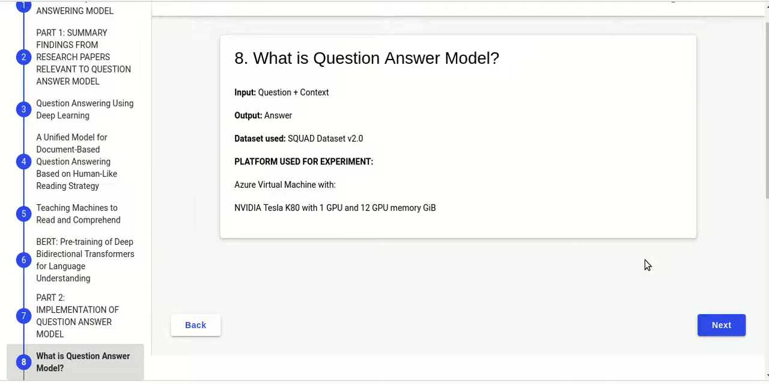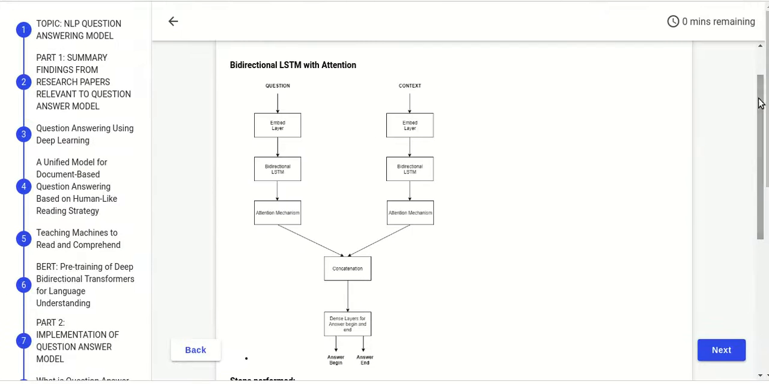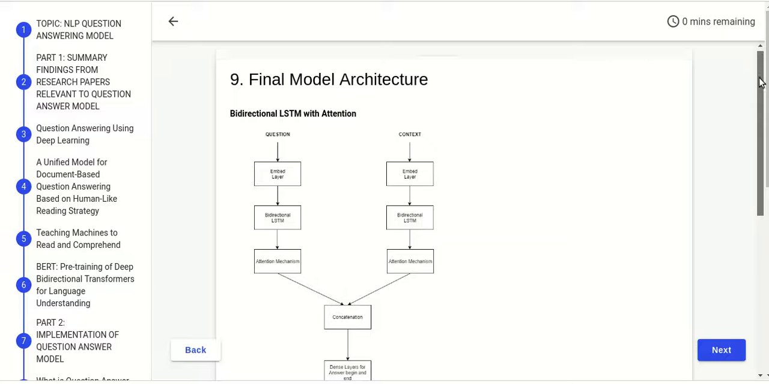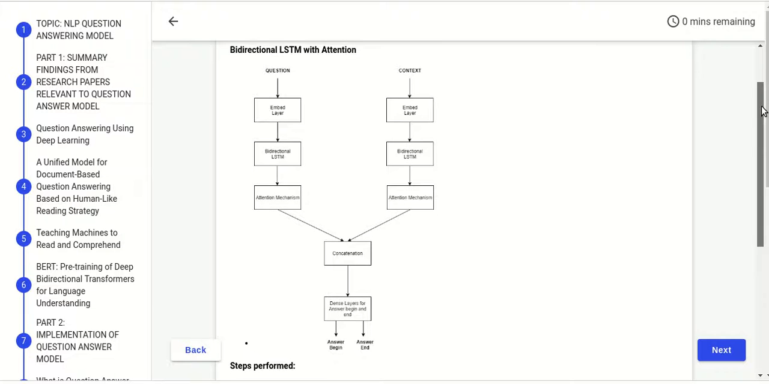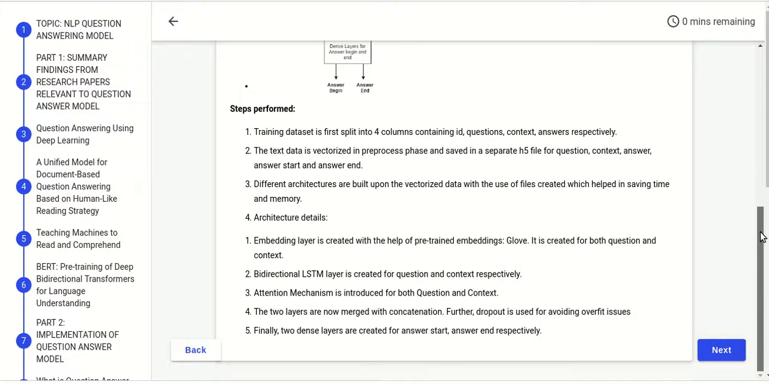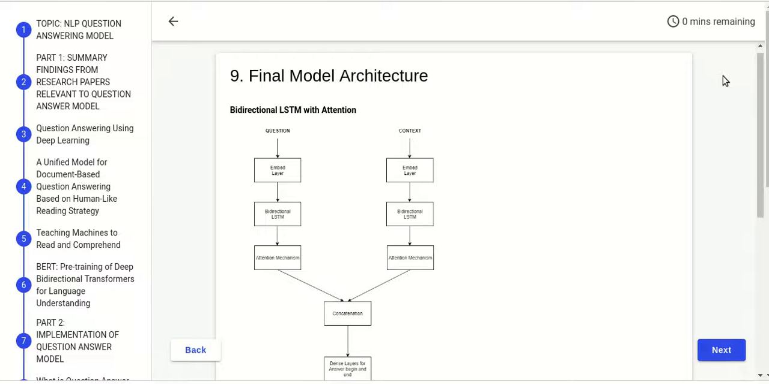So the dataset that we used for this experiment was the Squad dataset provided by Stanford, and the platform that we used was Azure VM, which gave us one GPU with 12 gigs of memory. And now our model architecture. So our final model, which we used for the deployment, was bidirectional LSTM with attention mechanism. So here are the steps performed, and now I can tell you what is exactly there in the model architecture.